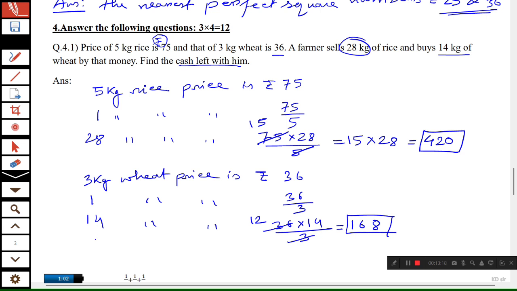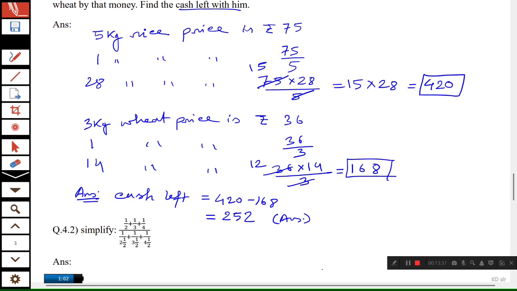So obviously he has some rupees left. So answer, cash left is 420 minus 168. So that means 252 is left. Okay, this is the answer.